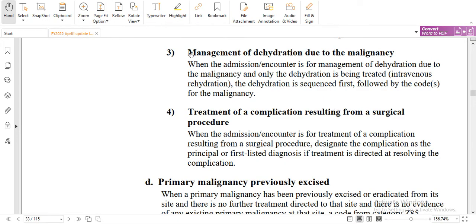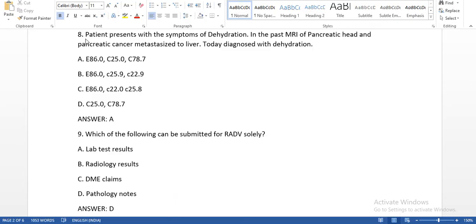If you check in our guideline, management of dehydration due to malignancy. Here in this situation, the patient has dehydration and the patient has malignancy. When the admission or encounter is for management of dehydration due to the malignancy and only the dehydration is being treated with intravenous hydration, the dehydration is sequenced first followed by the code for the malignancy. So that guideline suits our question here. Patient has dehydration due to the pancreatic head cancer, which is metastasized to liver. So here our answer is A.